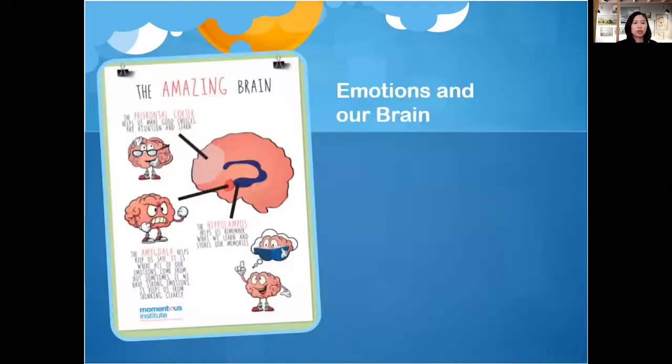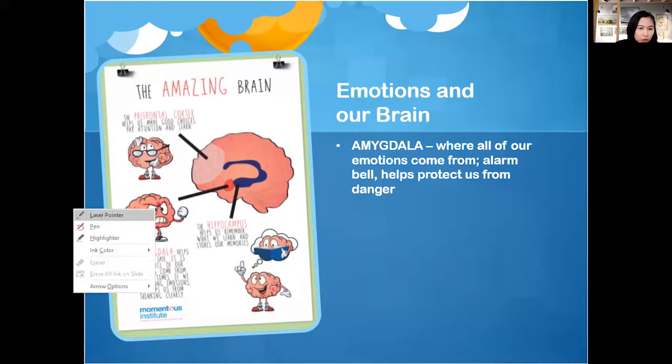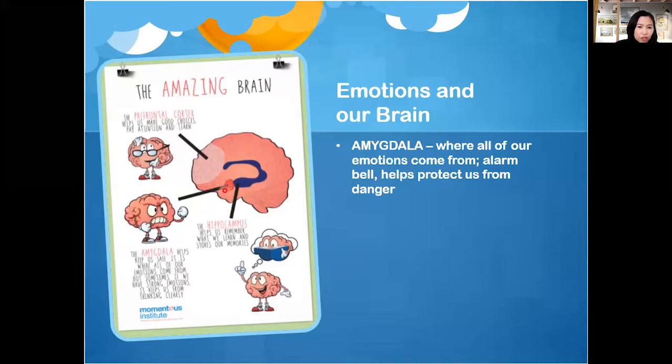Now, let's go to what I was sharing, emotions and our brain. Okay, it's quite difficult to read the text, so I'm sharing this. There is a part of our brain, which is the amygdala. Let me try to use the pointer here. This one, do you see it? Yung red na maliit, that is our amygdala. The amygdala is where all our emotions come from. That is the seat of our emotion.